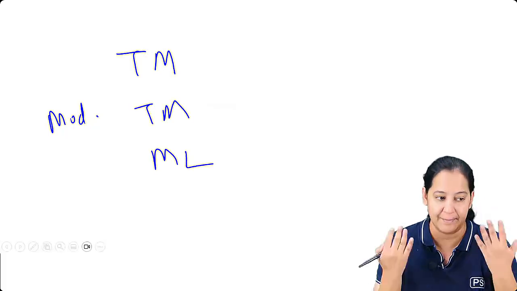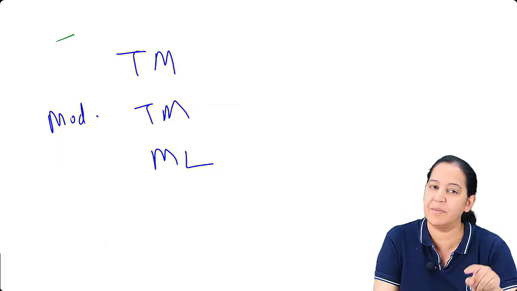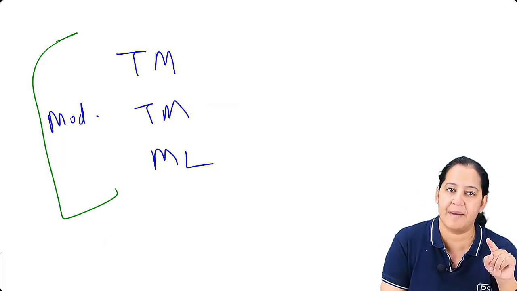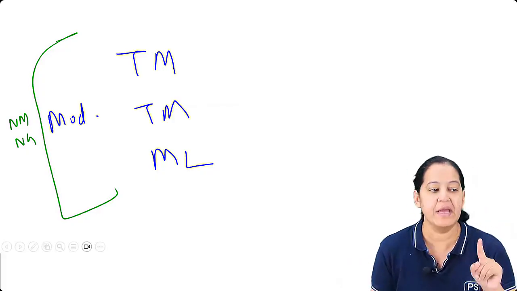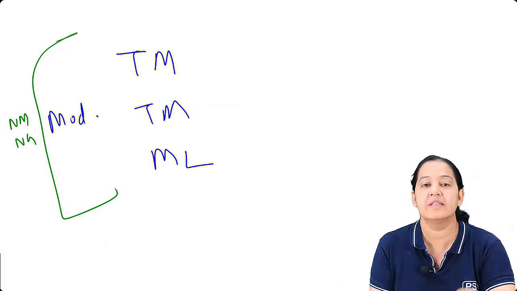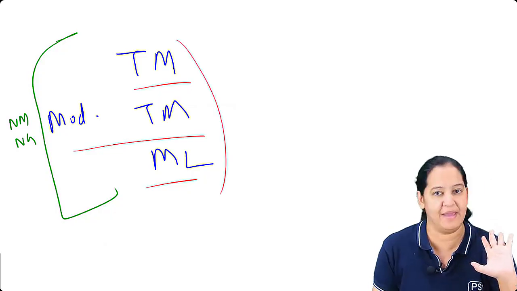First learn the names, right? This is a selective media for which bacteria? Say, ma'am, this is a selective media for both the Neisseria: Neisseria meningitidis and Neisseria gonorrhoeae. For both of them, the selective media are three. What are the three? Thayer-Martin, modified Thayer-Martin, Martin Lewis. Now, the question is on this in FMG.